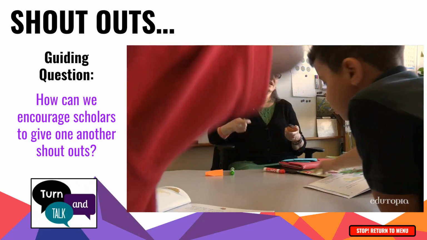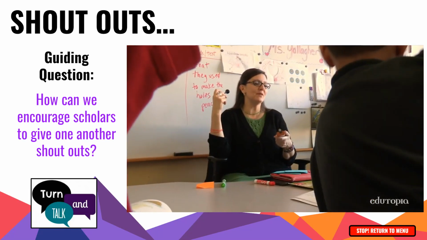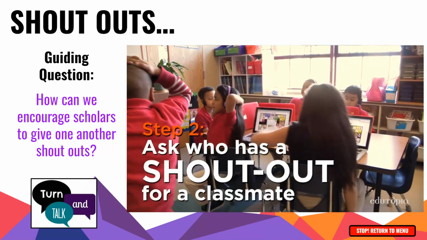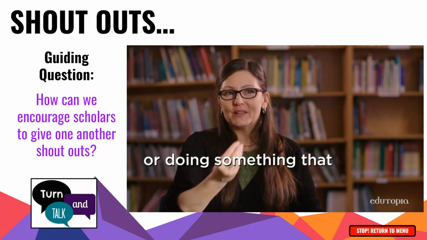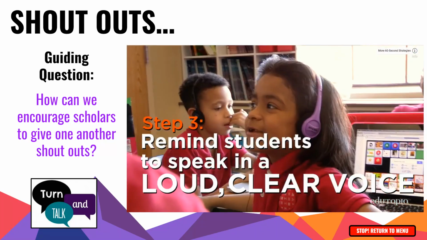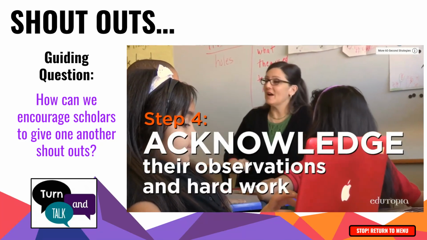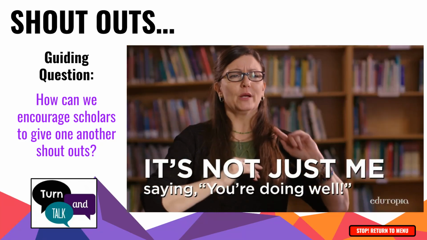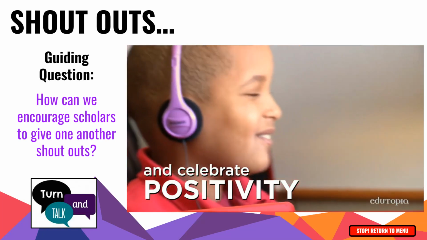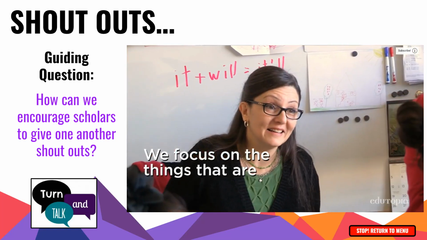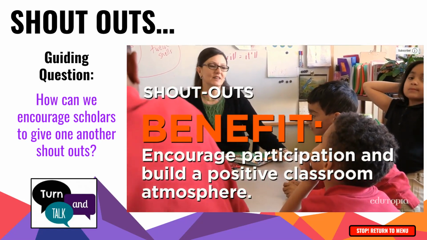They're easy, they're quick. The first thing is a ding on my little chime, which gets everyone's attention. I see almost everybody. I will ask each group to give a shout out to someone that they noticed was doing a particularly good job or doing something that was difficult for them. I have a shout out for Dan Alex because she was working really hard on her chicken. Awesome. It's not just me as the teacher saying, you're doing well. It's a way for them to interact with each other and celebrate positivity. We notice, we focus on the things that are going well. I have a shout out to Jamari because he was reading good.